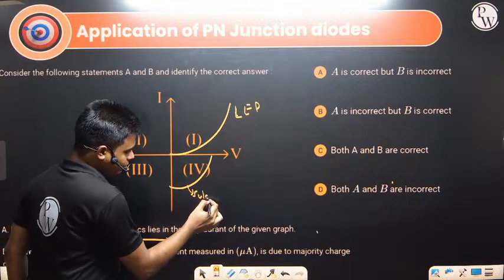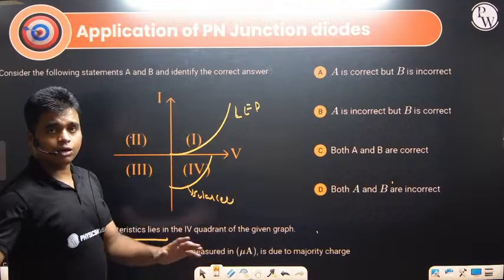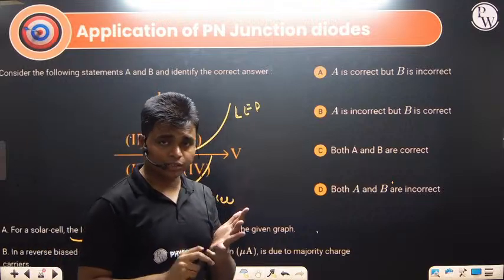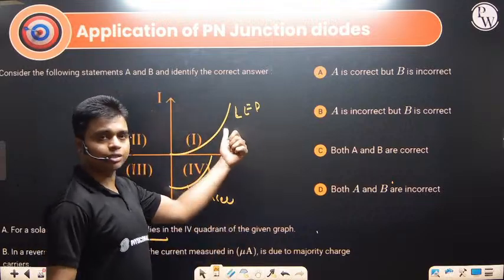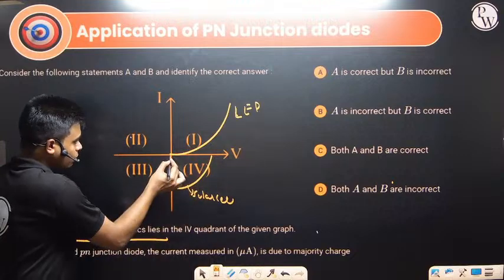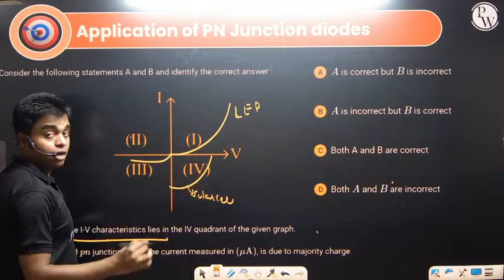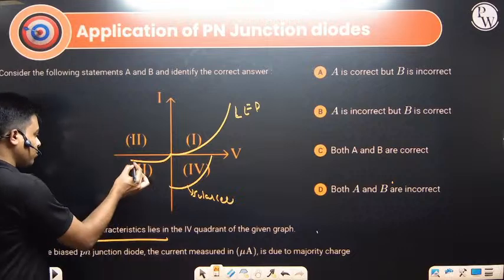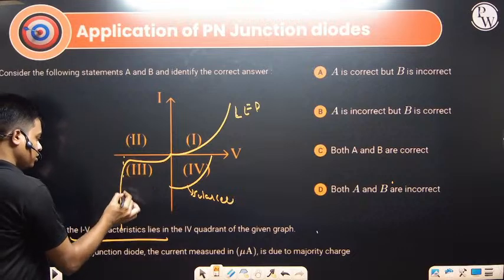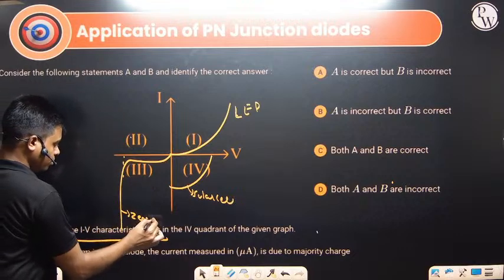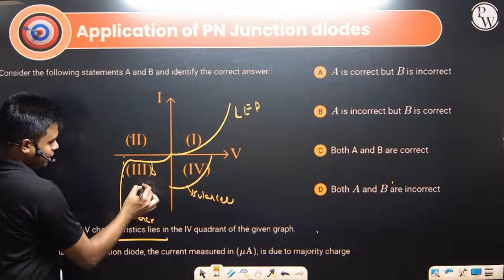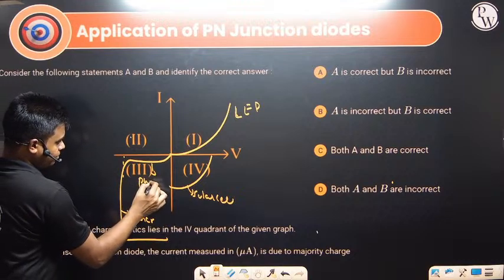This one is for solar cell, and we also discussed 2 more diodes. The first one is the photodiode. The photodiode will be this one, under reverse biasing. We also discussed the Zener diode. The Zener diode will be for this one, and this is the Zener diode voltage. This will be the Zener diode, and this one is the photodiode.